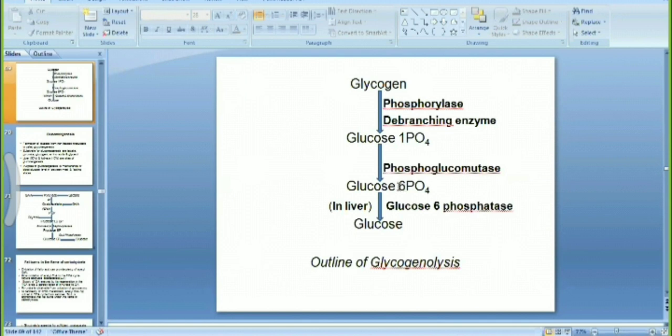When glucose 6-phosphate is produced in the liver, this is important to remember, glucose 6-phosphate is converted to glucose. It occurs in the liver. In muscle, glucose 6-phosphatase is absent. That's why muscle glycogen cannot be converted to glucose. In muscle, the glucose 6-phosphate that is formed is utilized for energy purposes. Is it clear?